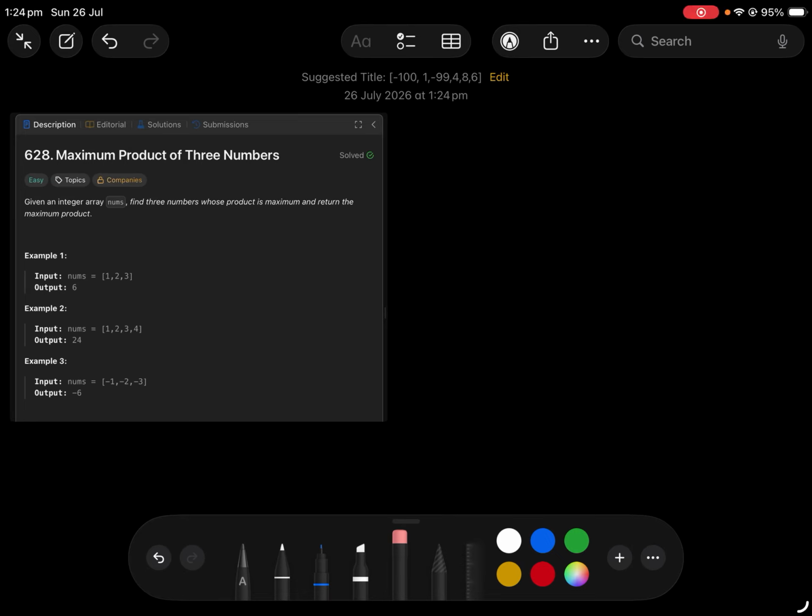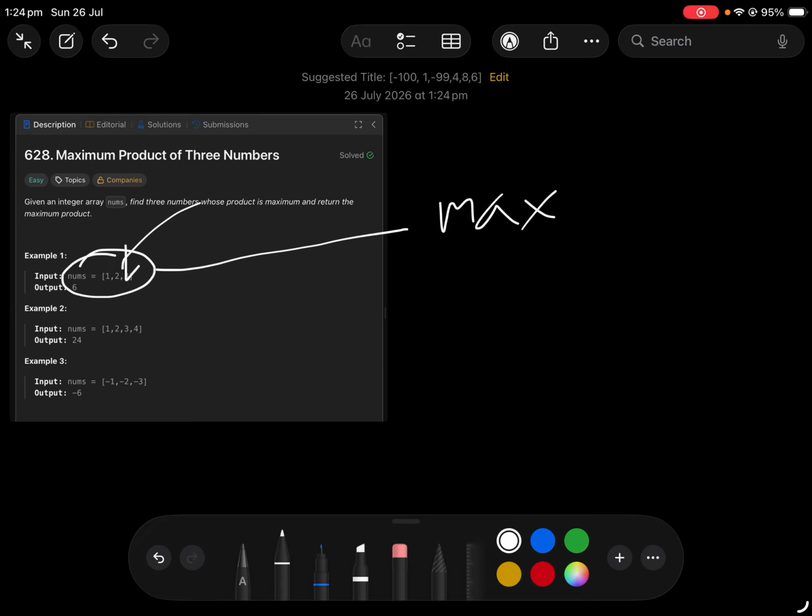Let's see today LeetCode 628, Maximum Product of Three Numbers. In this question we will be given an array and we have to find the maximum product achievable by multiplying three numbers from this array.